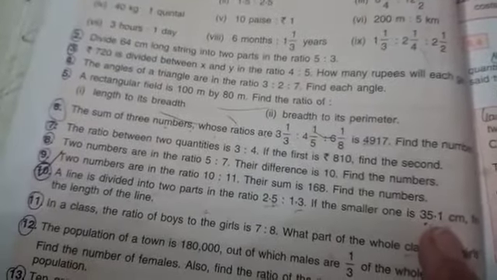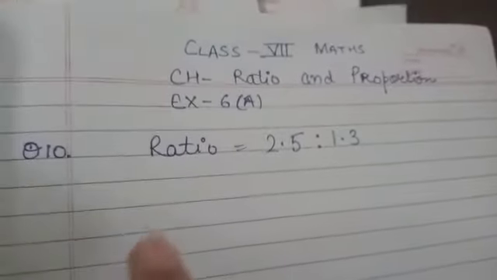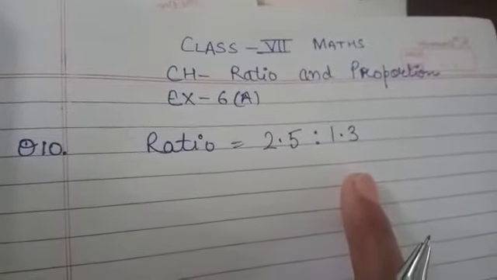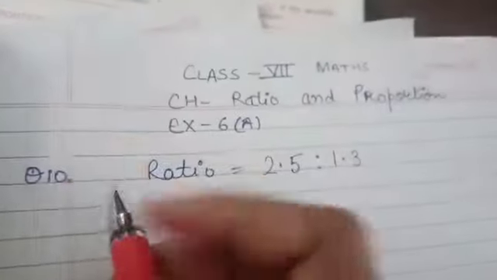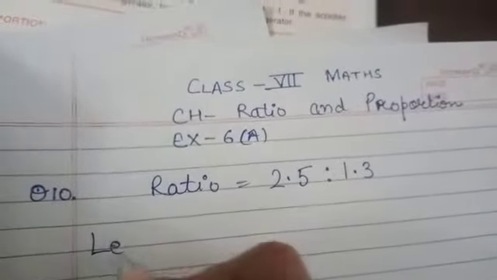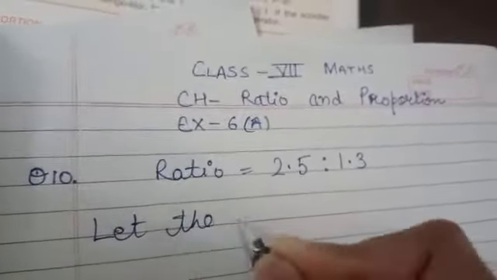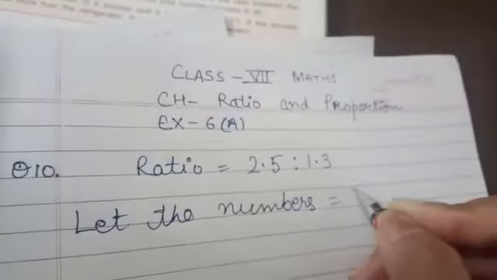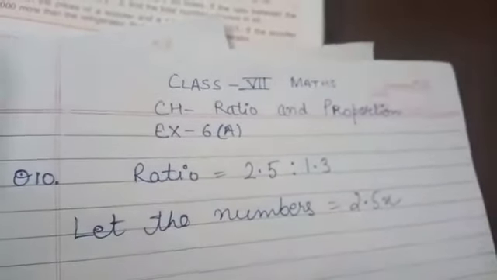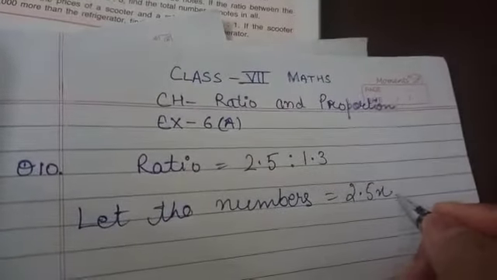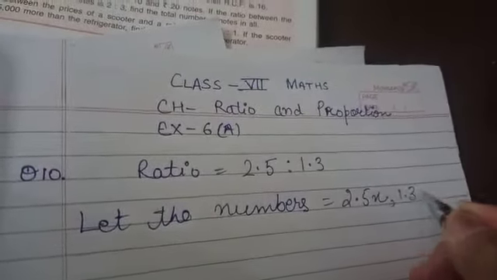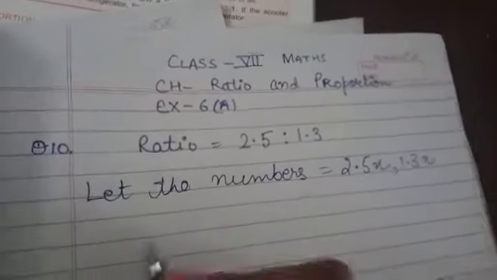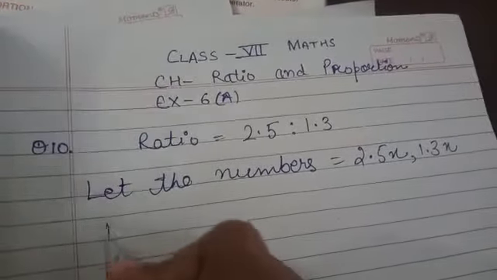Clear? One part, the smaller part, is given to us. We have to find the length of the total line. So, this ratio is given to us. How to write it? By taking x along with it. We will write, let the numbers be 2.5x. I have already told you in the previous videos how to write it. And 1.3x. Clear?